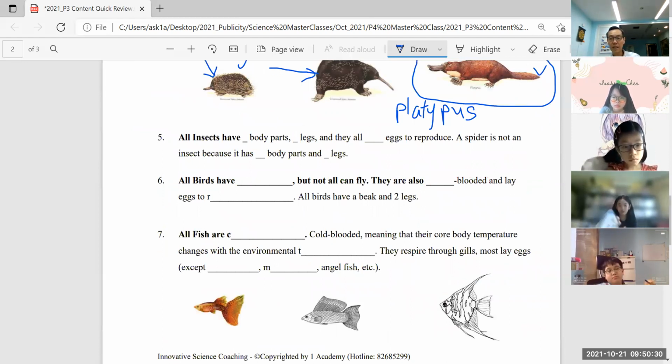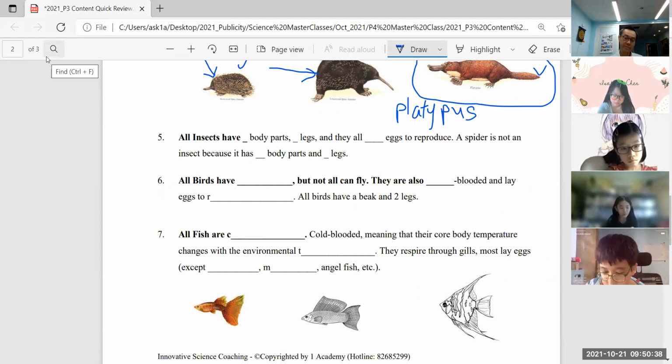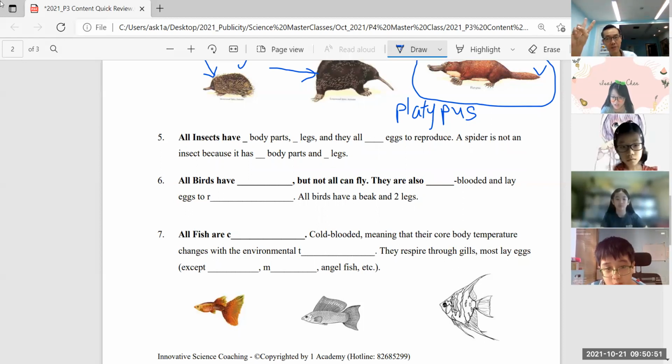Okay, next, Santa, can you read number 5? All insects have 3 body parts, 6 legs, and they all lay eggs to reproduce. A spider is not an insect because it has 3 body parts and 8 legs. Yeah, correct. No, spider actually got 2 body parts, not 3. Spider has 2 body parts and 8 legs. Insect have 3 body parts and 6 legs.